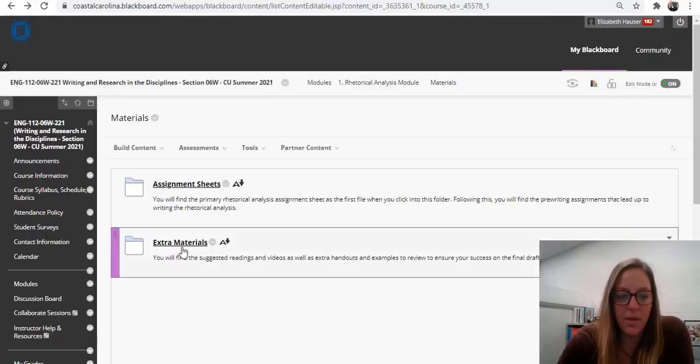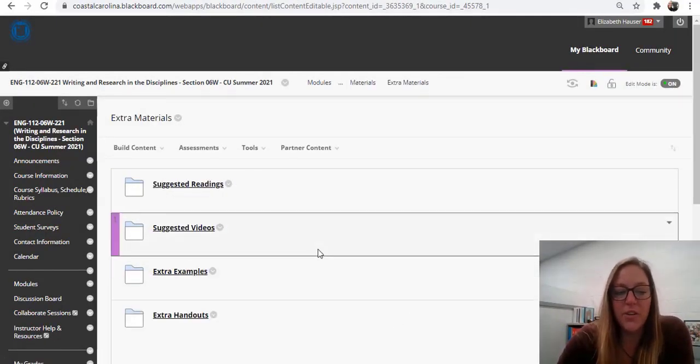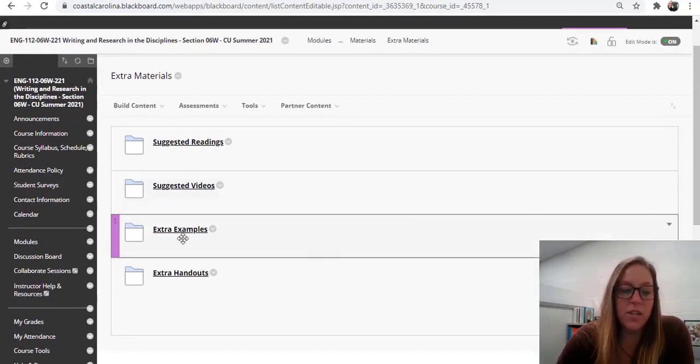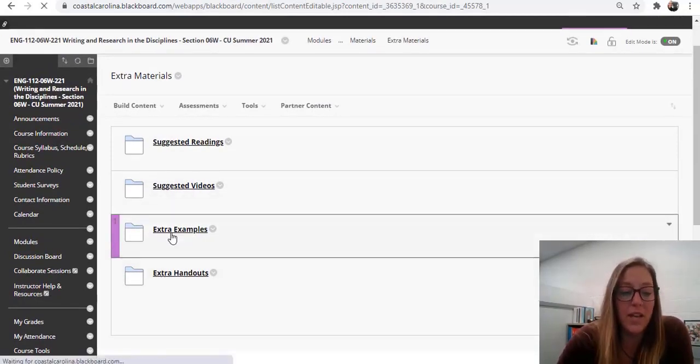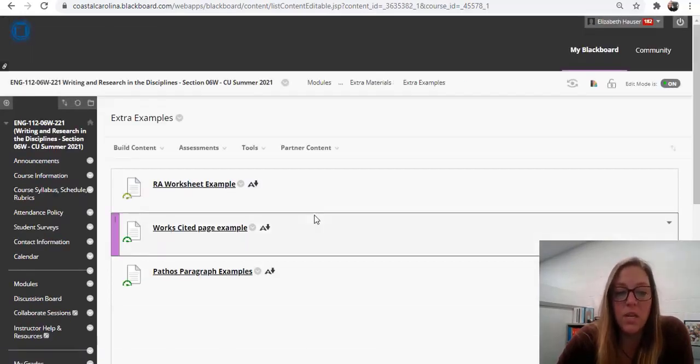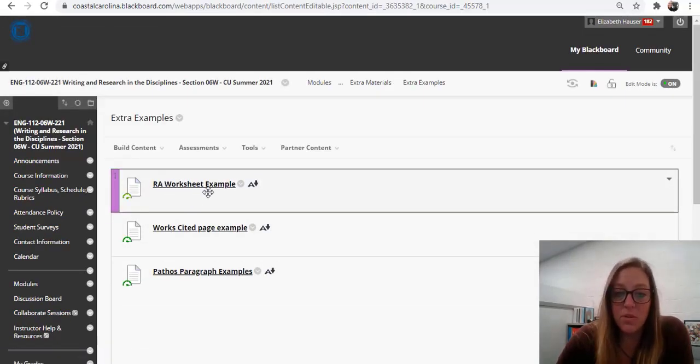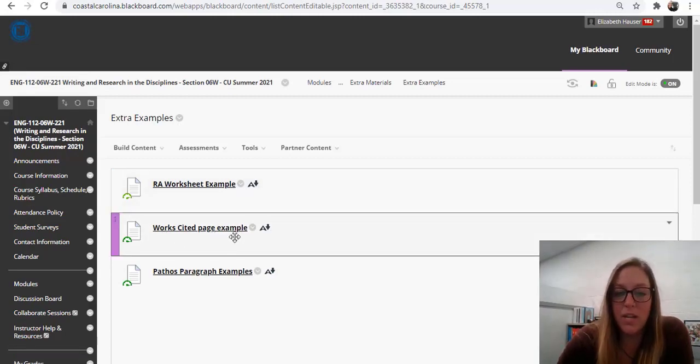A few other things I want to mention. If you look into the extra materials folder, I have extra examples and extra handouts in here. I encourage you to especially look at these extra examples. There's a RA worksheet example, so it tells you how to complete the worksheet. I have a works cited page example.